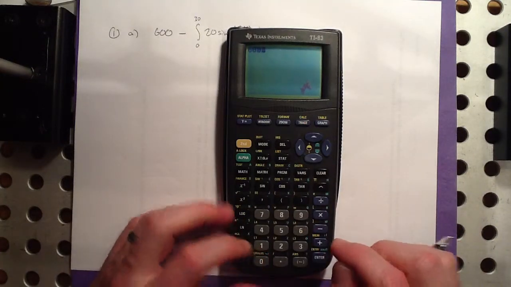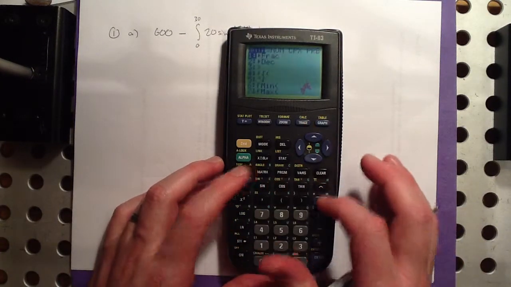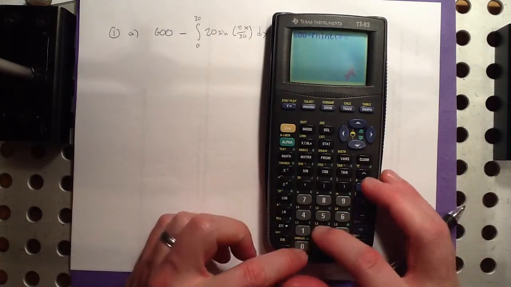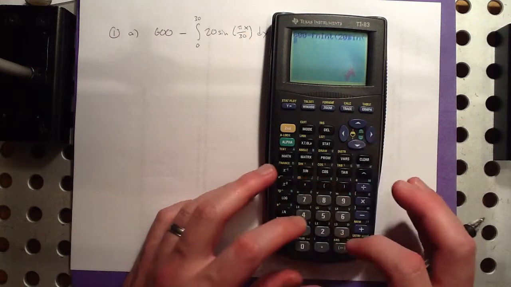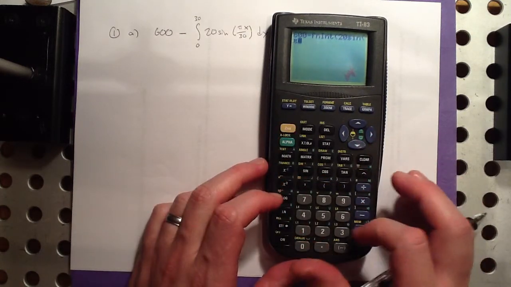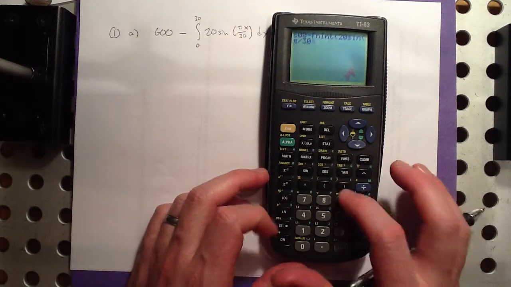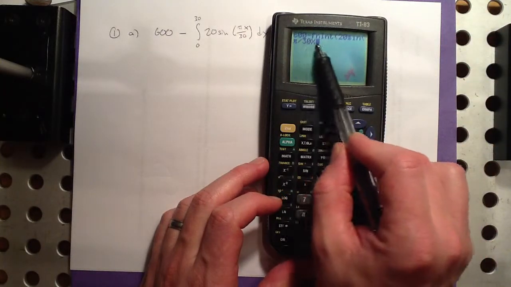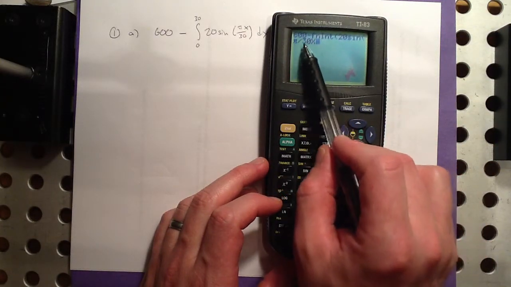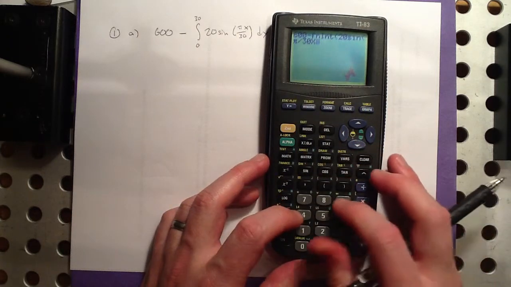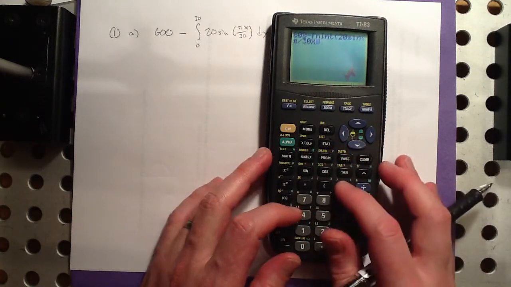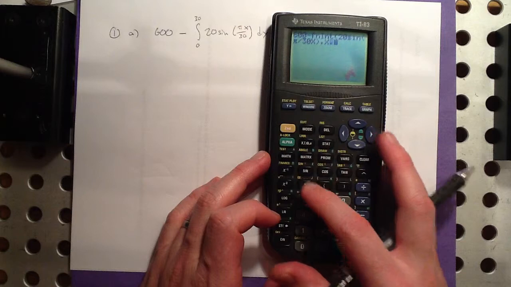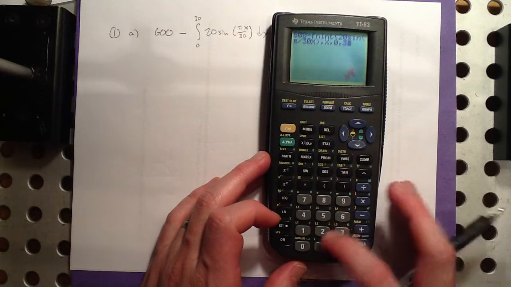So let's see, 600 minus math 9, that's fnInt, 20 sine pi over 30 x. Remember, your calculator follows order of operations, so this is actually equivalent to what we want, right? That x is not on the bottom of that fraction. You could put the fraction in parentheses if that makes you nervous, but that is correct. And comma x, comma 0, comma 30.